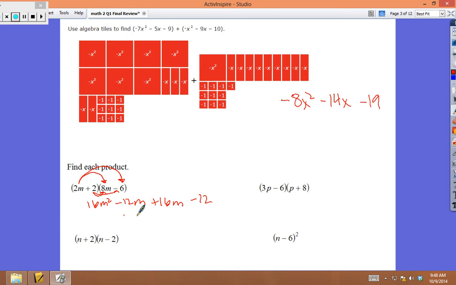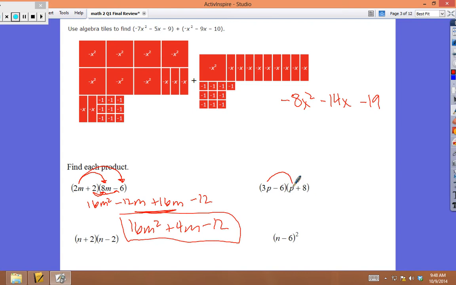And we can combine these middle terms. We can combine these m's. These m's are just like the rectangles. So I got 16 positives and I got 12 negatives. That is going to total and give me 4 positives, because I got more positives than I do negatives. So the product is 16m squared plus 4m minus 12. The factors are 2m plus 2, 8m minus 6.